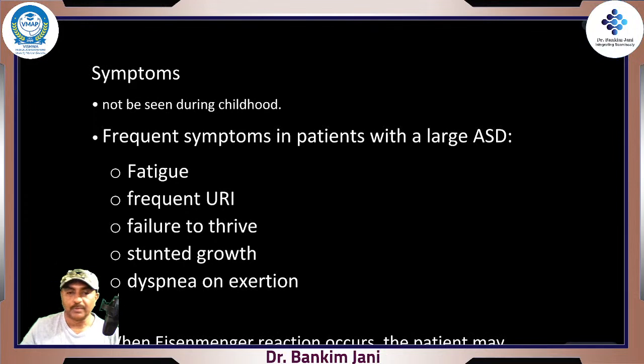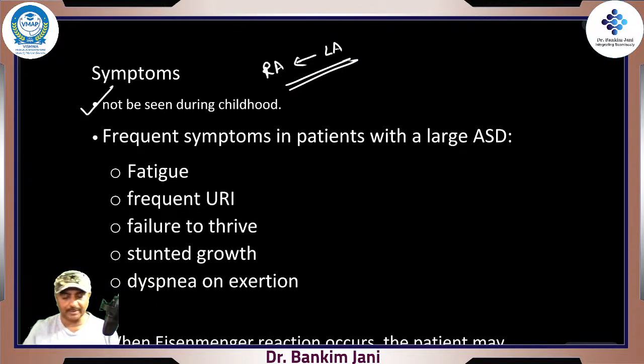As we just talked about, we won't be watching it in childhood, right? Because it takes time to develop. Because in childhood, the moment baby cries, that first cry, lungs are fresh, lungs are good, there is no congestion, so blood will be pushed from left atrium to right atrium. So there is no scope of any reversal of shunts. That's the reason Eisenmenger complex will not be seen during childhood. Well understood, right?